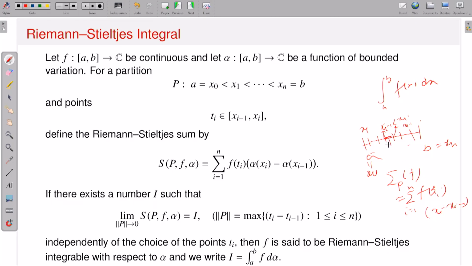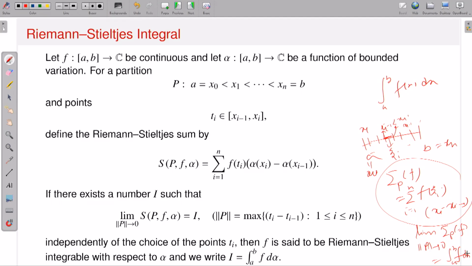And what is xi_i? It is some point inside the interval x_{i-1} to x_i. One can prove that if the norm of the partition goes to 0, then this limit of the Riemann sum exists and gives you one real number, which you can think of as the Riemann integral of f with respect to dx.